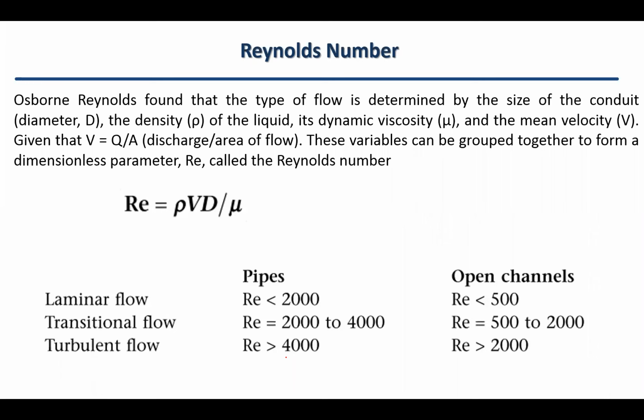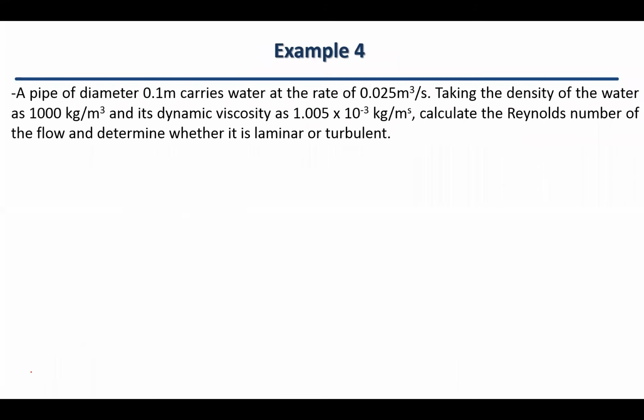And for open channel, the range is 500 for laminar and 2000 for turbulent, and between 500 and 2000 is transitional. So you will have this range in hand all the time. Let's go with a simple calculation. For example, a pipe diameter of 0.1 meters, like 10 centimeters, very small. We can imagine the 10 centimeter pipe carries water at a rate of 0.025 cubic meters per second, which is equal to 25 liters per second.